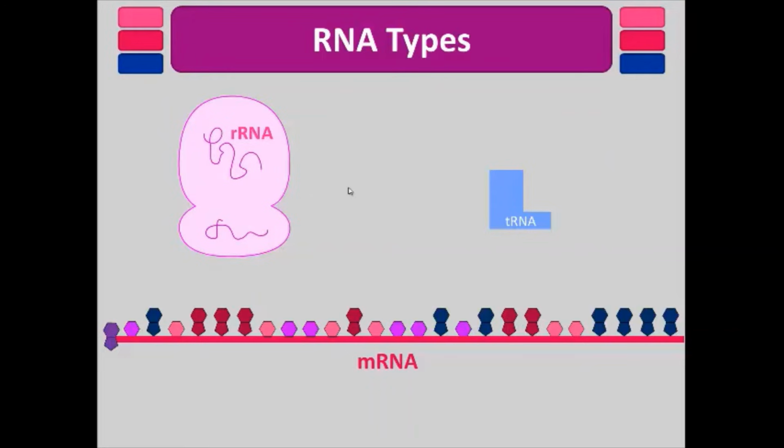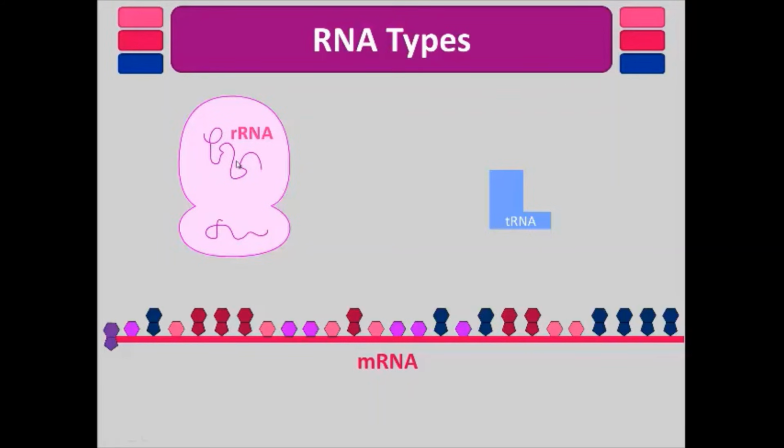So in the process of translation, we see that not 1, but 3 different types of RNA are needed to complete the process. Messenger RNA forms a template strand for lining up the tRNA molecules. tRNA molecules match up the codons in the mRNA with specific amino acids, and ribosomal RNA forms an important part of the ribosome structure.